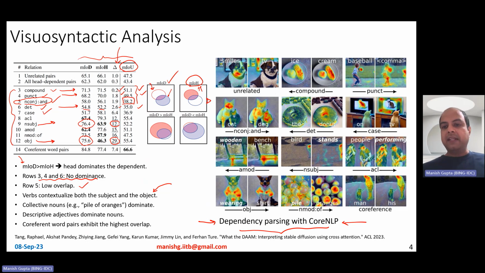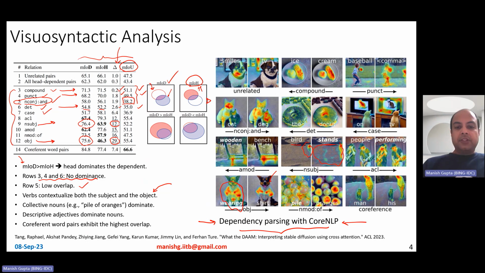Now, you can observe that here as well. So bird stands, those were the two words. If you notice the heat map for stands, it's much larger compared to the activated heat map for the word bird. Similarly, if you look at wearing, the heat map is much stronger for the verb compared to the heat map for the noun shirt, or the object shirt.